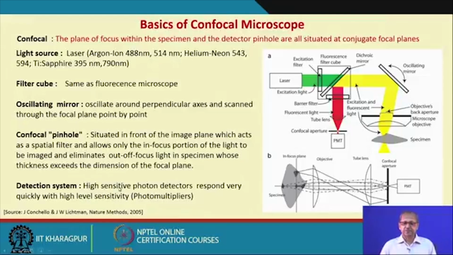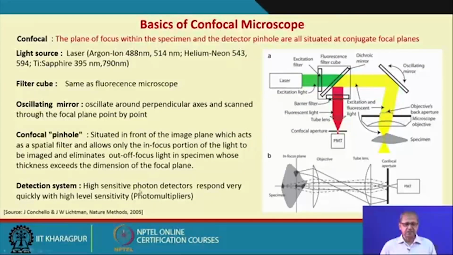And the detection system. The detection system here is very high end; it can detect say 10 to 14 photons at least. So, it is a high sensitivity photon detector that responds very quickly with a high level of sensitivity. Mainly PMTs are used, and for each type of wavelength or each type of visible light, you have to use a separate PMT.